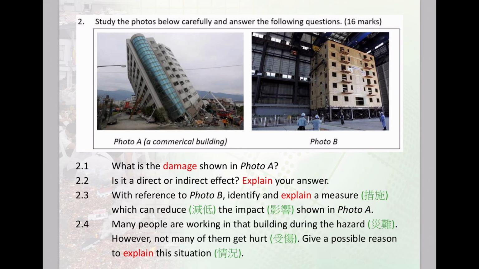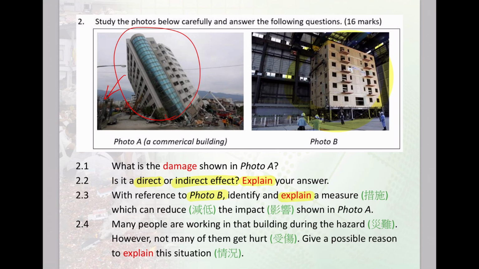Okay, hope you can do all these questions, and let's look at question 2. Here you can see 2 pictures. What is the damage shown in photo A? What happened to these buildings? You see the direct or indirect effects. Explain your answers. So probably you have to give me the definition of that effect. And with reference to photo B, identify and explain a measure which can reduce the impact shown in photo A. So what can we do to minimize the impact in photo A? What are the people here building?